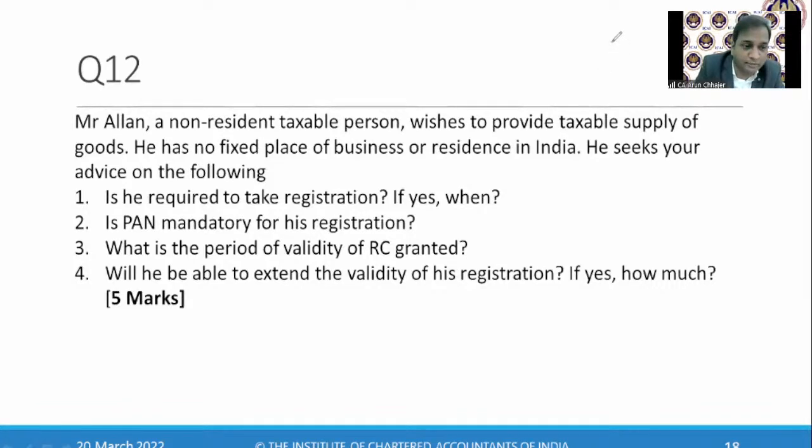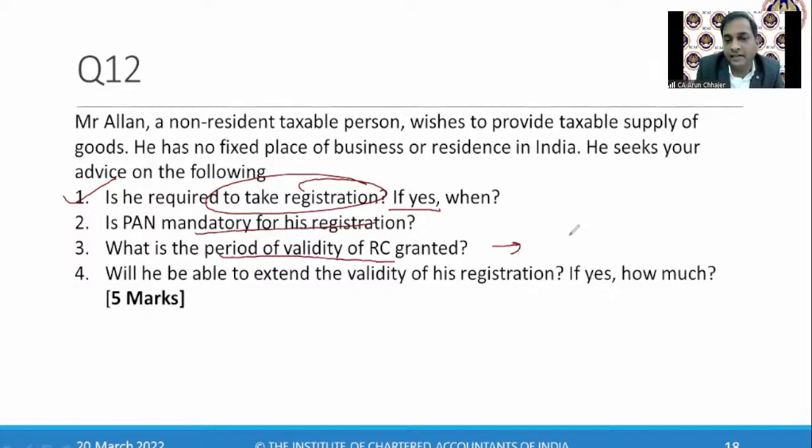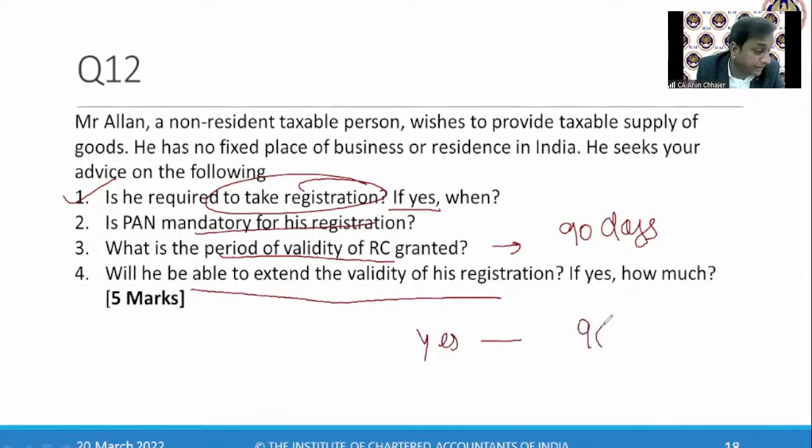Please give me the answer for question number 1. Is he required to take registration? Yes, he needs to take registration. Perfect. PAN number is not mandatory. Perfect. What is the period of validity? Sir, the period of validity is the period which you have selected, but the maximum is 90 days. Whether he can extend, the answer is yes. He can extend for another period of 90 days.